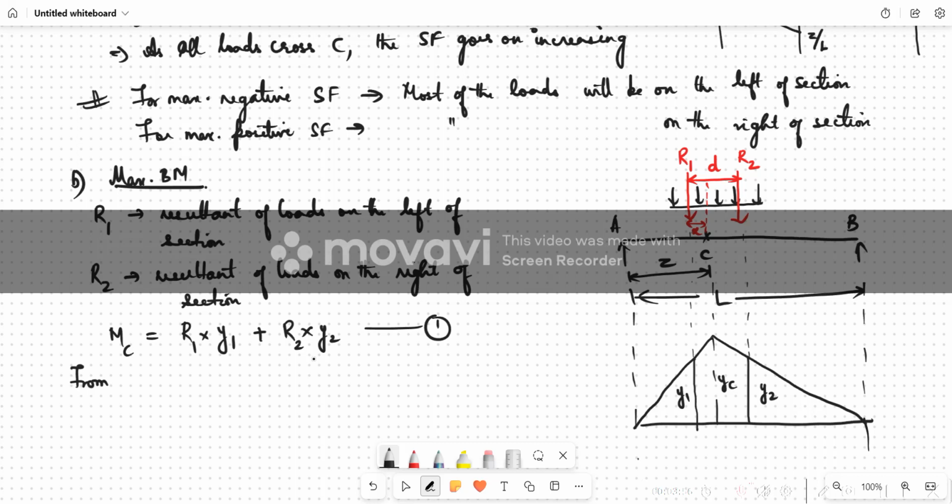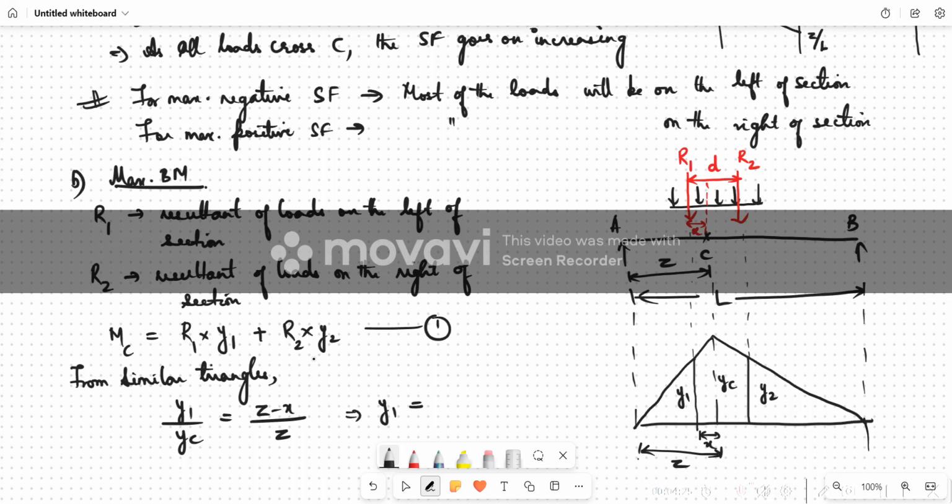Now considering the similar triangle principles, from similar triangles you can write y1 by yc is equal to z minus x by z. So you know that this distance is nothing but x and this one is z, so y1 is nothing but z minus x. So we got this relation. From this, you can write y1 as z minus x by z into yc.